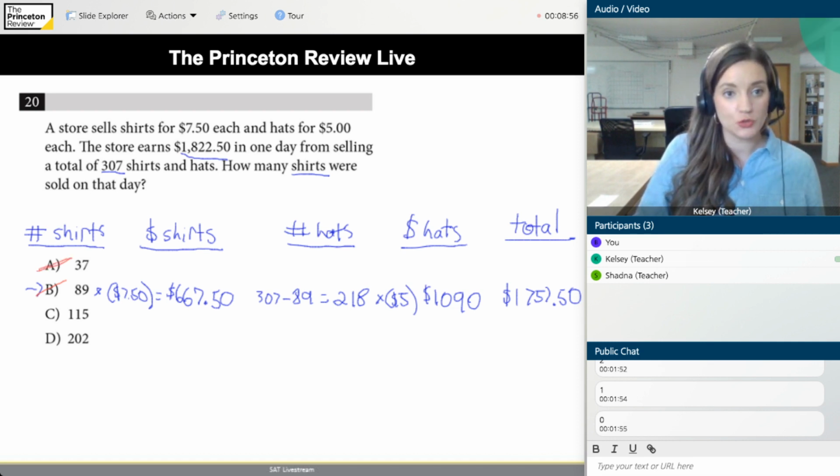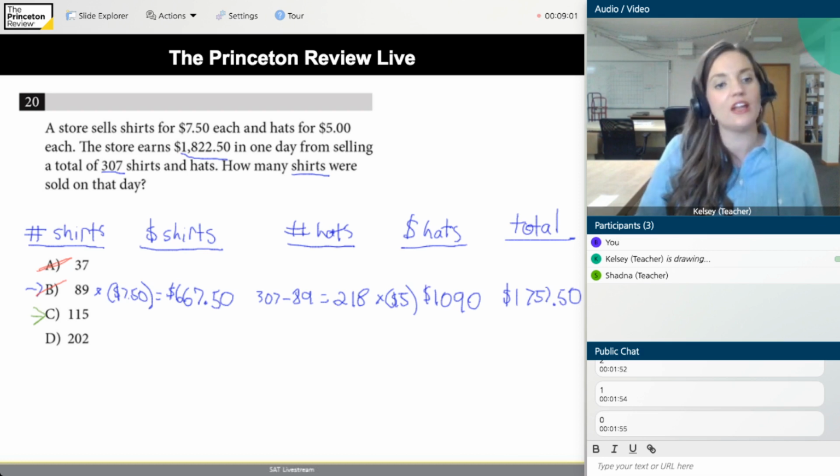So now let's try the next one. And if we try C and it's not big enough, then we don't even have to calculate D. We'll know that D is right because it's the only one left. But since we've already worked through this once, we're going to do the exact same steps. So provided that answer C is right, provided that we're starting with 115 shirts, we're going to calculate how much money came in from the shirts.